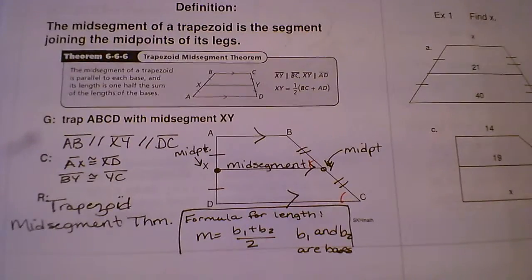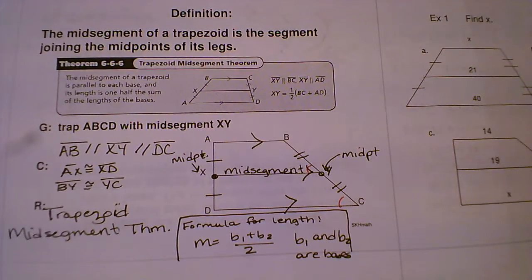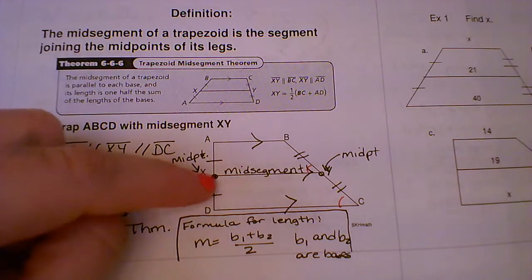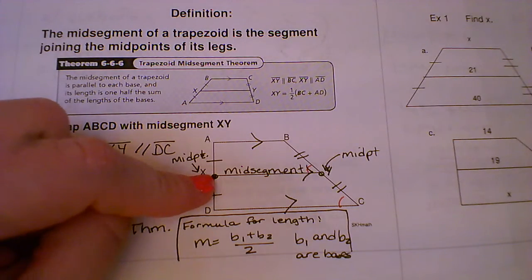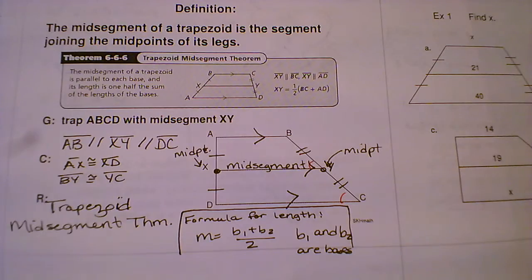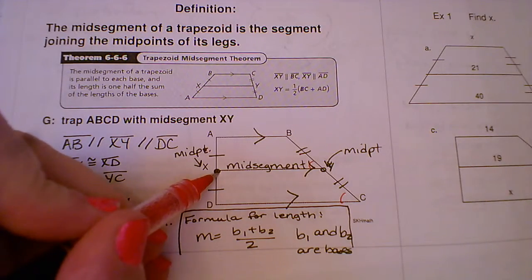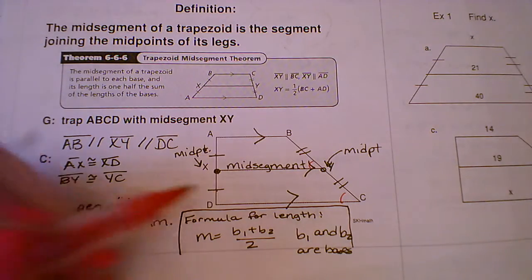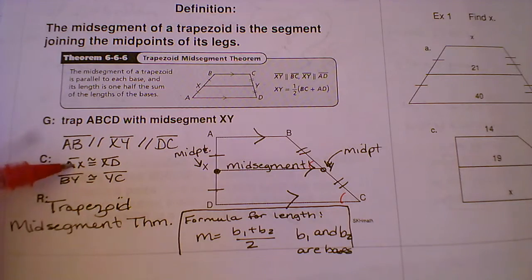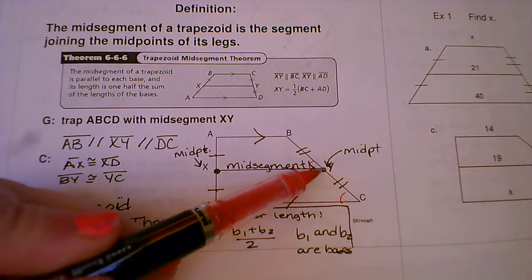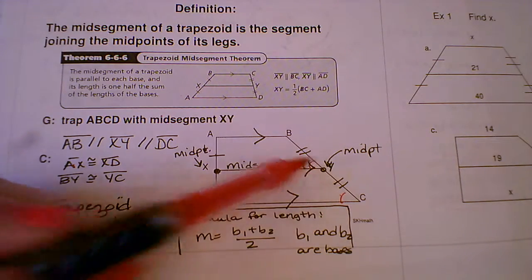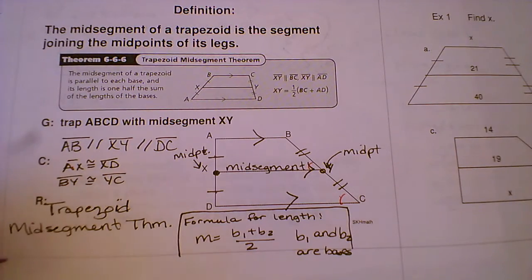All right, now this next theorem is probably the most important one for trapezoids. It has to do with the midsegment. A midsegment connects the midpoints of the legs. So we have the midpoint of this leg here, which means those two pieces are equal. So we concluded that. And then we have the midpoint over here, which means those are equal. So I concluded that here.